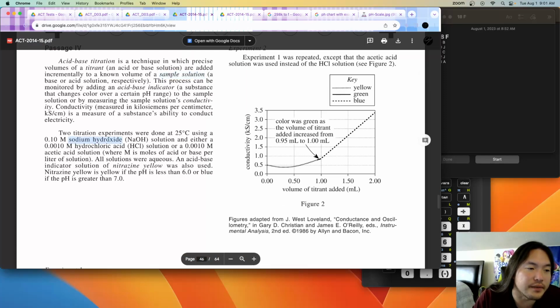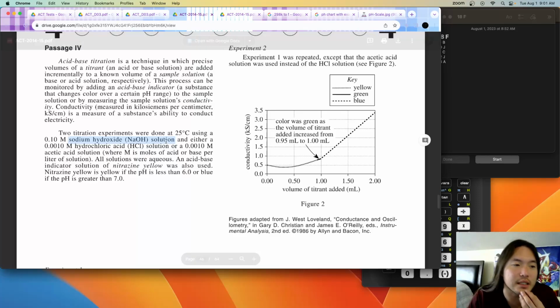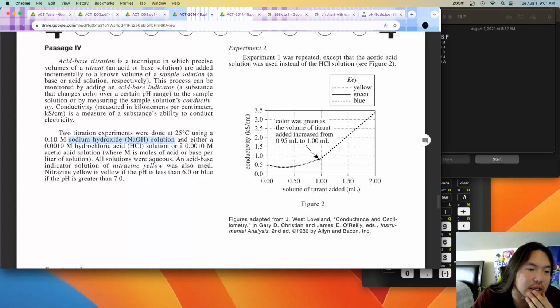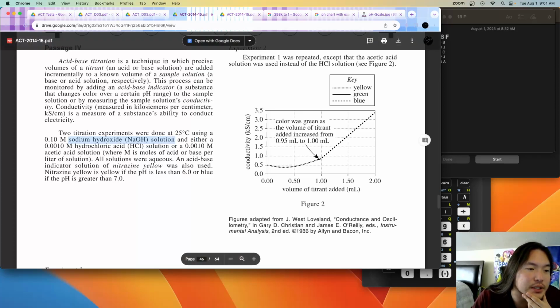Okay, so they're a little vague, but if I read it a little bit more carefully and had a little bit more time, I would have seen it. So the two titration experiments were done at 25 degrees Celsius using sodium hydroxide solution as the titrant. They should have said that. And either a hydrochloric solution or the acetic acid solution as the sample solution. Yeah, I feel like they purposefully made it a little vague here just to make the question harder. That's really unfortunate.